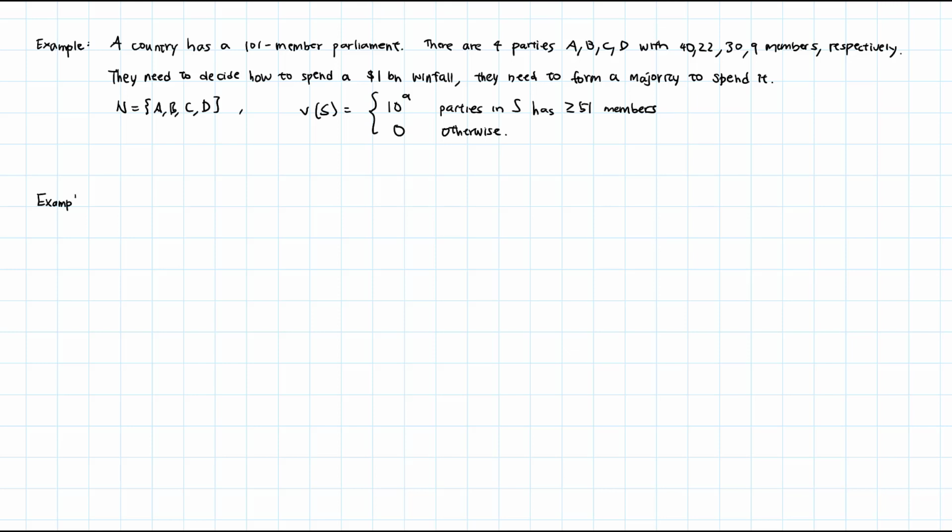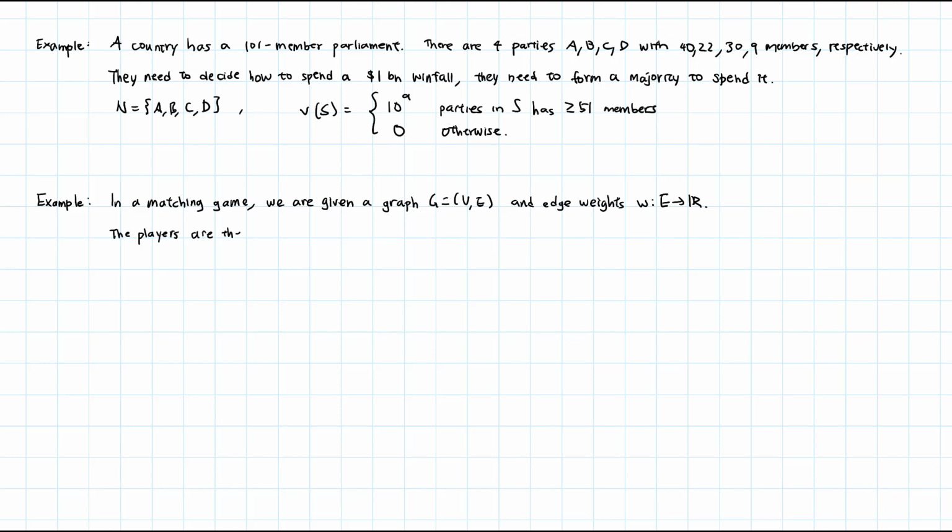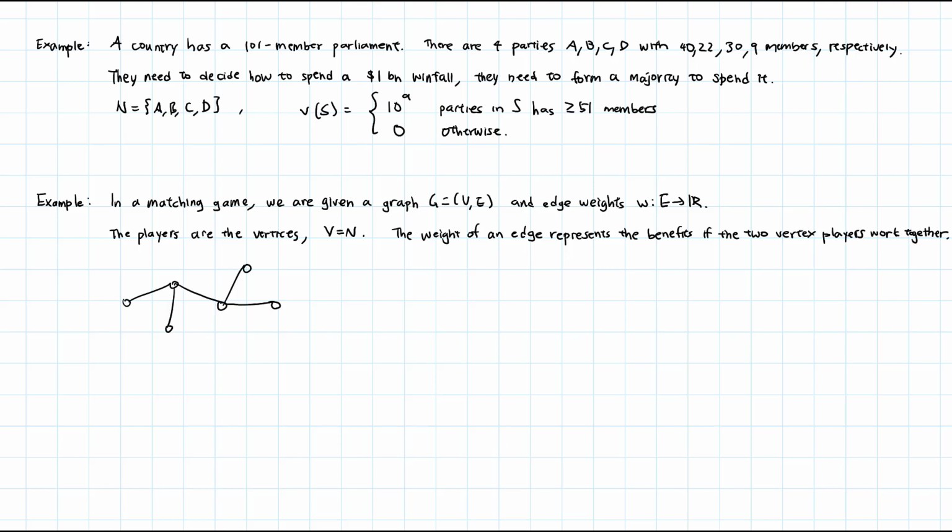Our third example is more combinatorial. In the matching game, we are given the graph G and edge weights W. The players are the vertices, so V is equal to N. We can think of the weight of an edge as representing the benefits if the 2 vertex players work together. Here is an example of a graph with edge weights. For any subset S of the players N, which are the vertices, its value is the maximum weight of a matching using vertices in S.